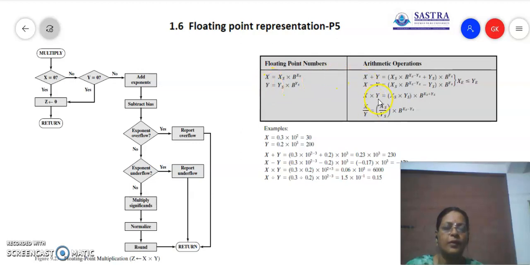If we want to find the product, we simply multiply the significands and then add the exponents. So this is going to be the simple step. Now we will just see the flowchart here.